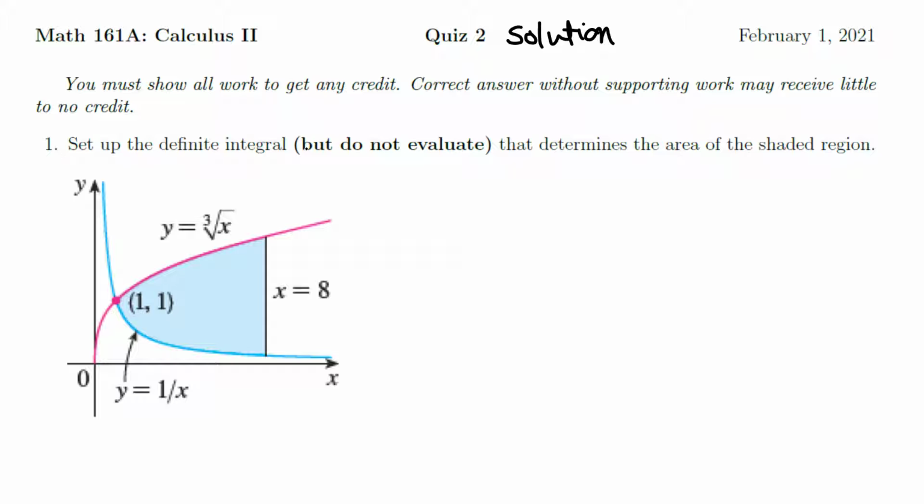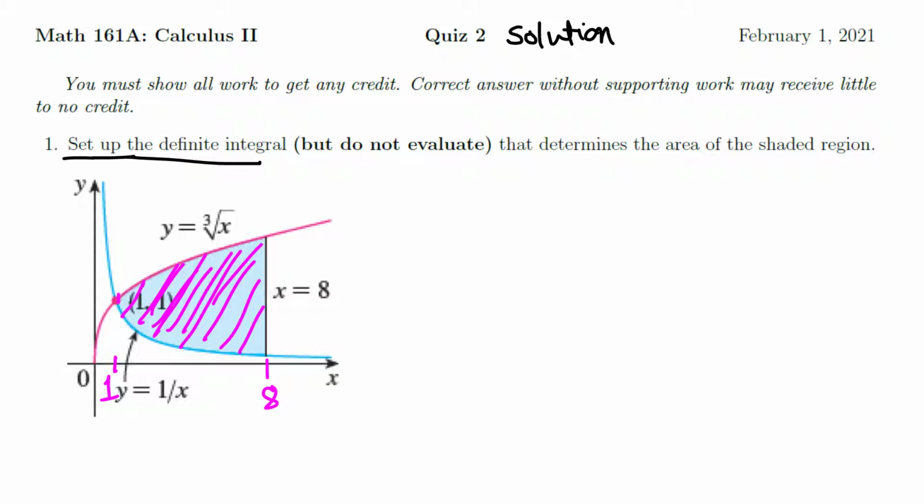In number 1 we are asked to set up the definite integral, but do not evaluate, that determines the area of the shaded region. If you look closely, this is the region we are interested in. This is 1, and it says x equals 8. So this area will be simply upper curve minus lower curve from 1 through 8.